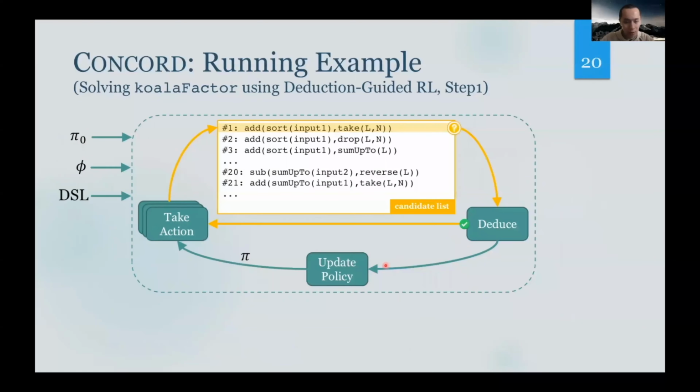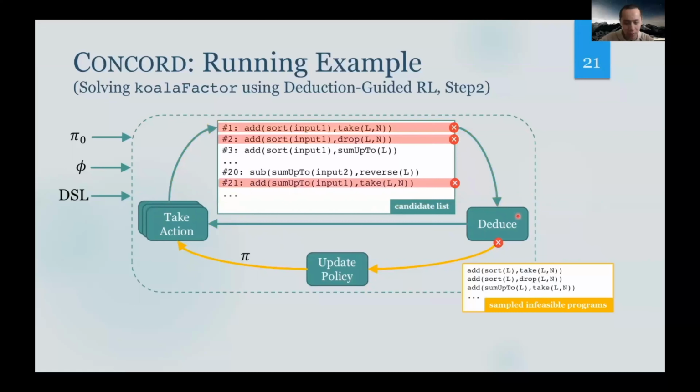So after knowing all this, let's see how Concord works on this running example. As you can see, in every loop here, every time take action will propose a new program, and this new program will be checked by the deducer here. So this part is pretty similar to the deductive approach. According to our previous analysis, deduce will return infeasible because the first program actually violates the user intent. So here in Concord, besides returning infeasible, deduce will actually return the sampled infeasible programs, which indicates what are the other programs that are guaranteed to be infeasible.